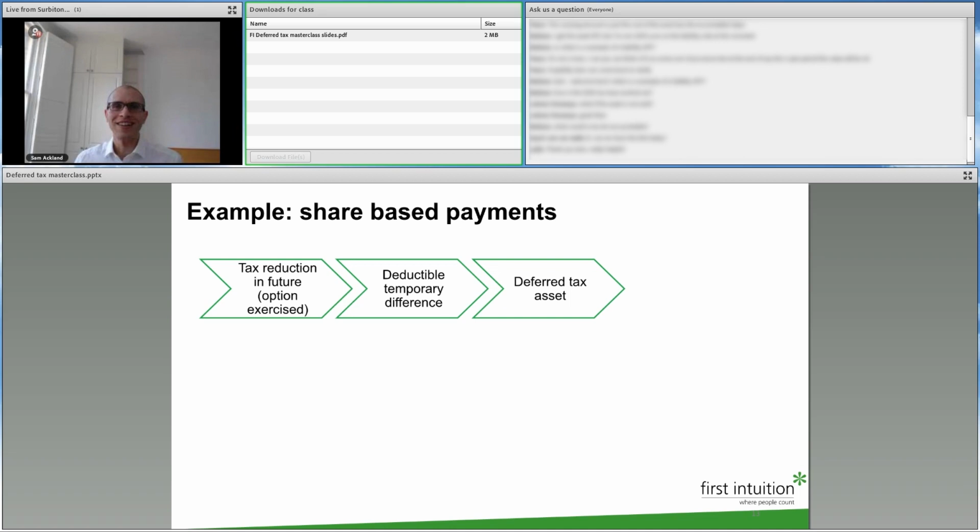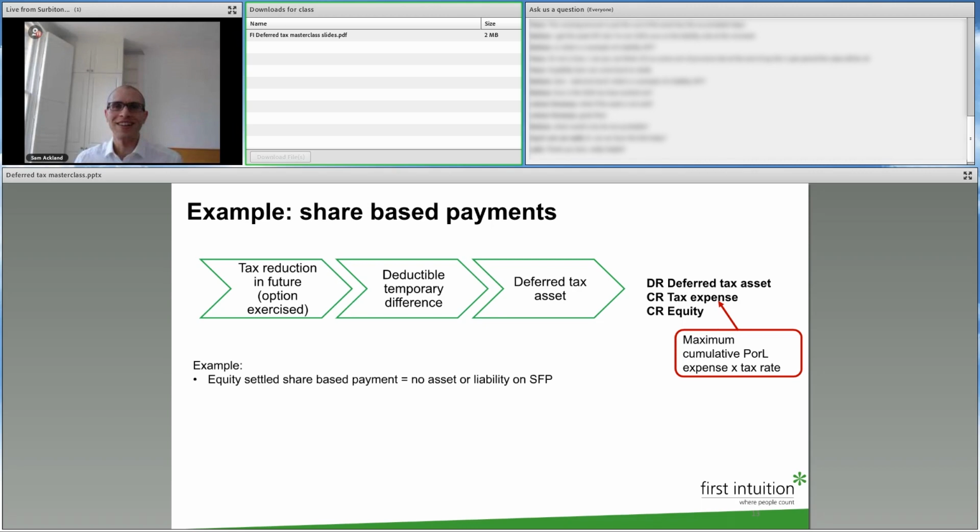Right, I think we'll do one further example, which is applicable to your SBR studies. So those of you who are doing FR, you have this fun to come. What about share-based payments? Well, very similar really, in that we have a tax deduction in future, not now. When the share option is exercised, that's when you get your tax relief. So a deductible temporary difference leads to a deferred tax asset.